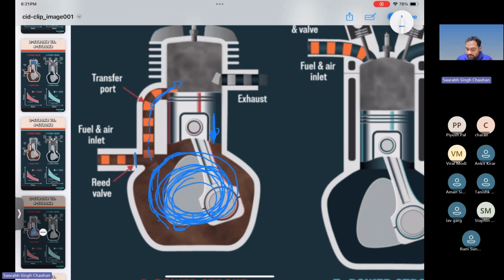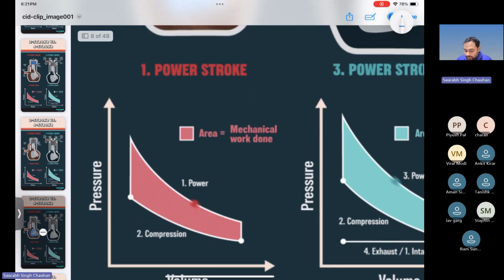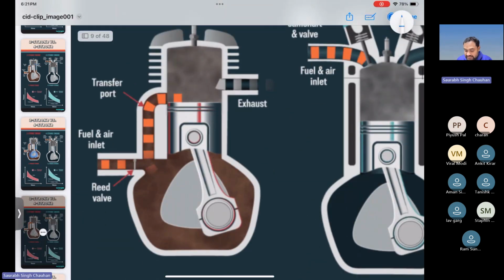The piston is still coming down, so it will come down further. Now you can see more content is being transferred from the crankcase to the cylinder chamber. And please note that exhaust is still taking place. These burnt gases are coming out from the cylinder chamber, and the air fuel mixture is being transferred from the crankcase to the cylinder chamber. So these two processes, the exhaust process and the transfer process, are taking place simultaneously.